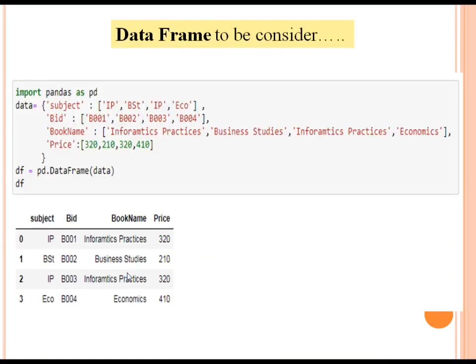See, this is the data frame which we are going to use. You have to study this data frame properly. We have 4 columns: subject, book ID, book name, and price. I have listed the content in a list, then I pass this data variable into my data frame to create the data frame.